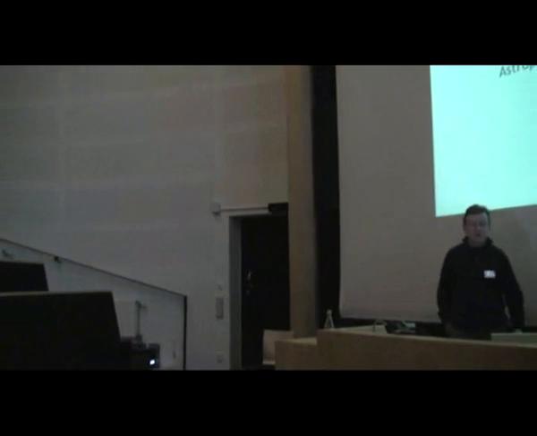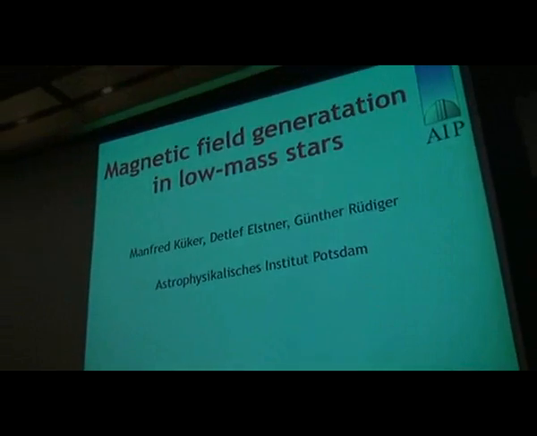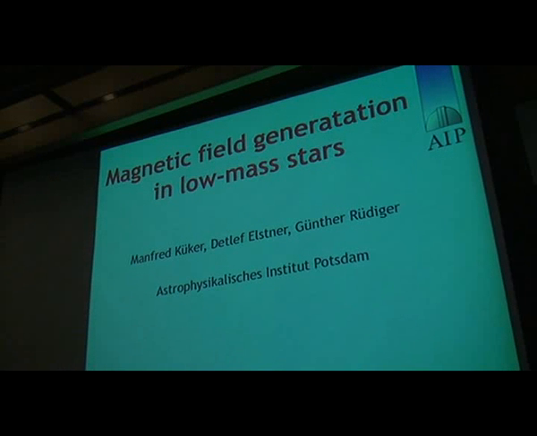We'll talk about magnetic field generation in low mass stars. Everybody knows about the magnetic field of the sun and solar dynamos, of course. The sun has an outer convection zone and a radiative core. And that is what a lot of magnetic stars actually have.